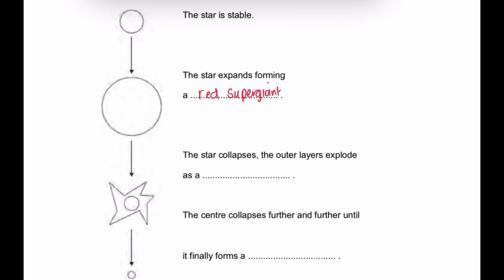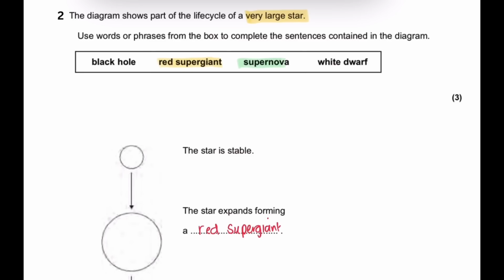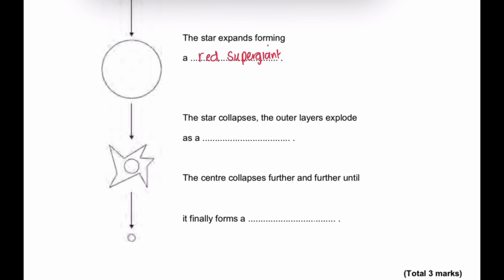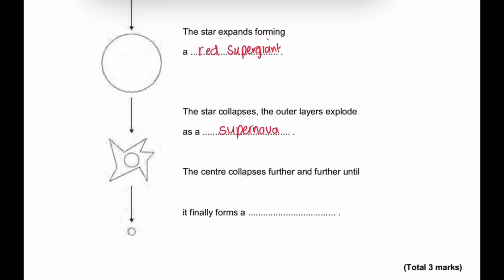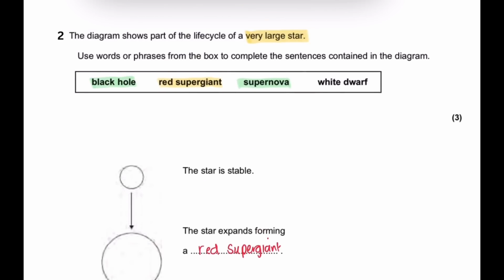The third stage is the star collapses. The outer layers explode as a supernova. So remember, a supernova will explode and make elements heavier than iron and distribute it across the whole universe. Then the center collapses further and further until it finally forms a black hole.